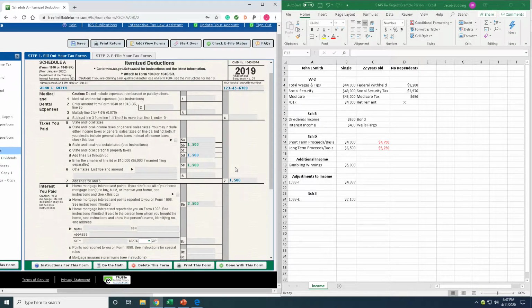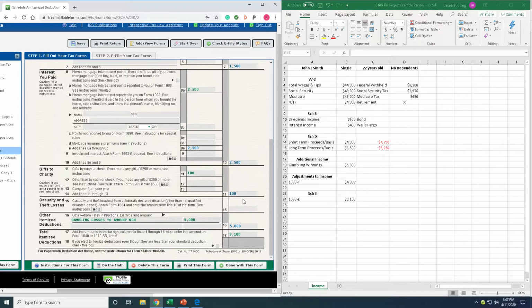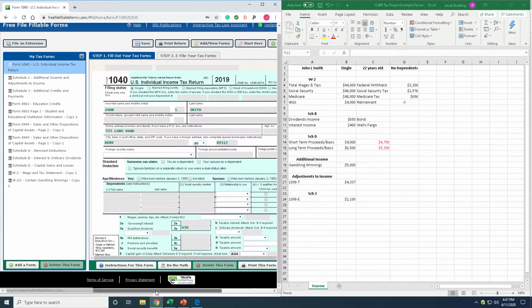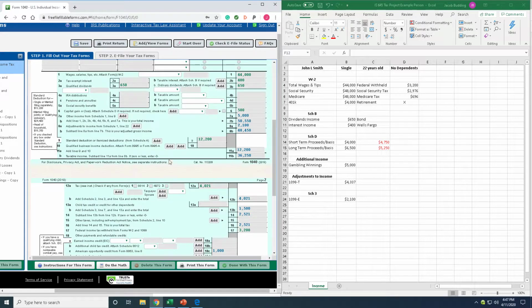But as you can see, this 1,500, 2,500, 100, and $5,000 only goes up to 9,100, and the standard deduction this year for 2019 is 12,200. So it is not advantageous to take the Schedule A deduction. It is better just to take the standard deduction. So this is where you take the 48,450 minus the 12,200, and it will give you taxable income of 36,250.